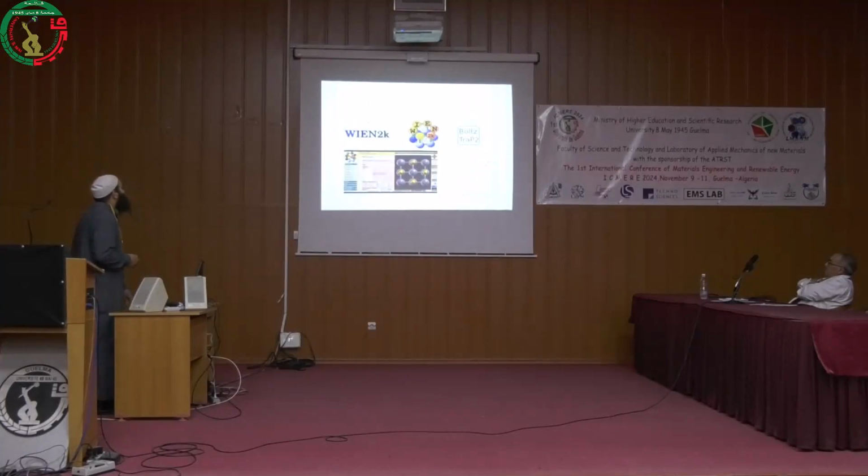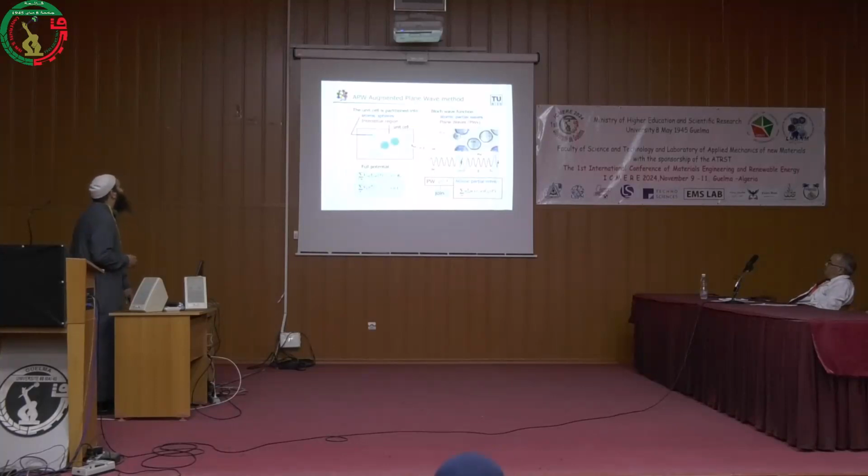For the method, I use the code WIEN2k, and for the thermoelectric properties, I use the BoltzTraP code. To find the ground state energy of any compound, we need to solve the Schrodinger equation. In the WIEN2k code, we divide the unit cell into regions. As you can see here, regions around the nucleus, and the interstitial region between the different spheres.